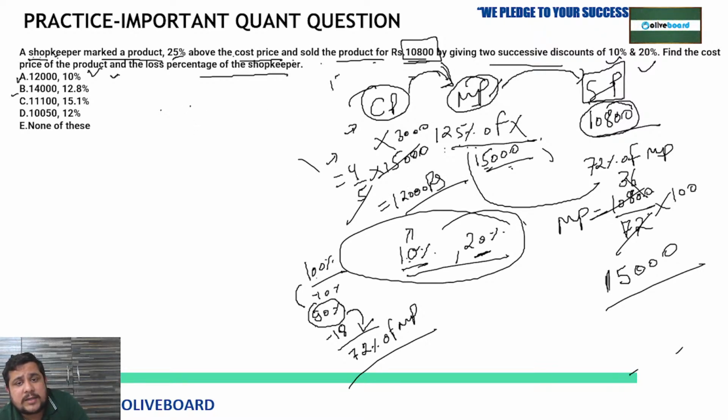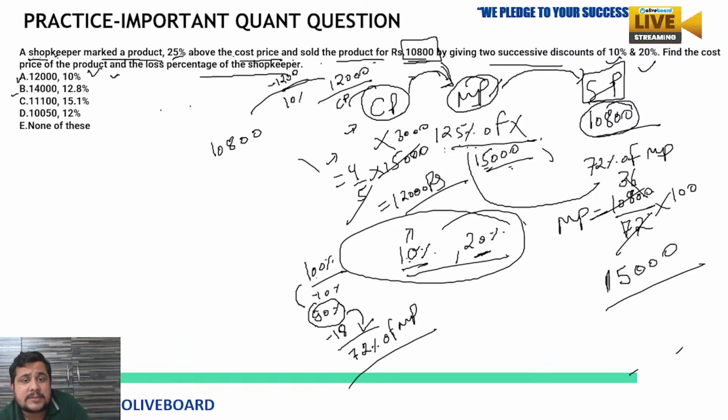Cost price is 12,000. Selling price is 10,800. So definitely there is a loss of 1,200 rupees. With respect to our cost price of 12,000, 1,200 is 10%. So 10% loss and cost price is 12,000. So 12,000 and 10% loss is in only one option.